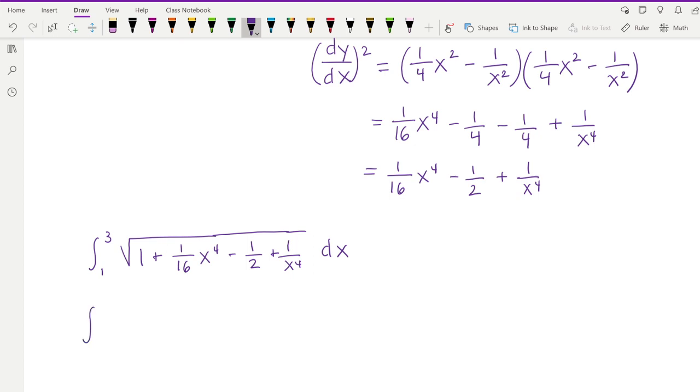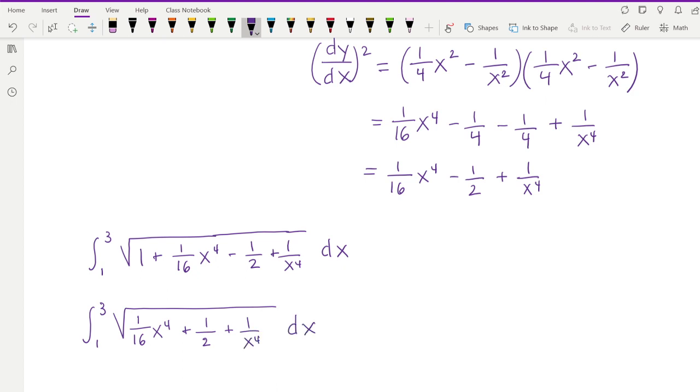So we can simplify this stuff inside the square root. And so this will now become, so we can combine the 1 and the negative 1/2. And so this is now going to be 1 over 16 x to the 4th plus 1/2 plus 1 over x to the 4th.